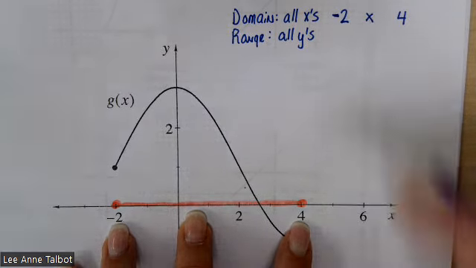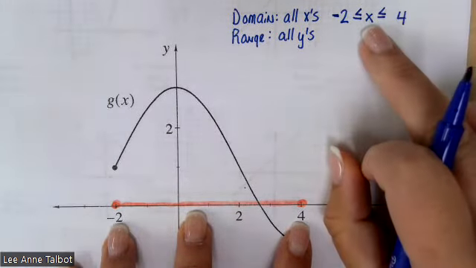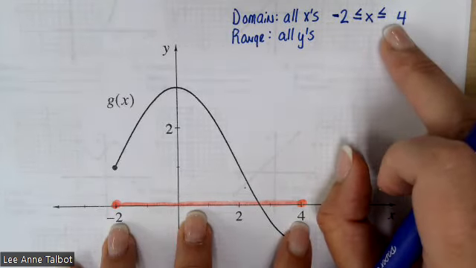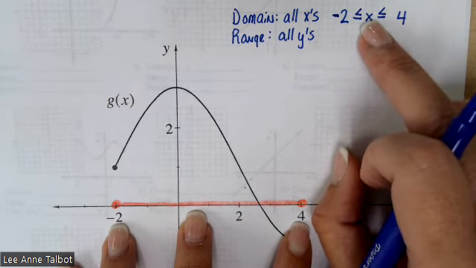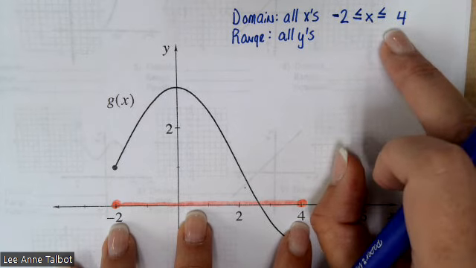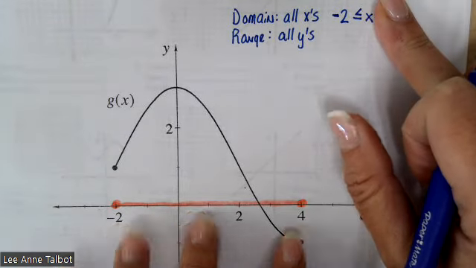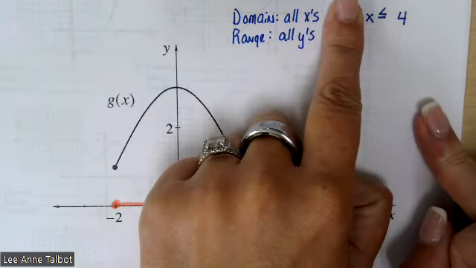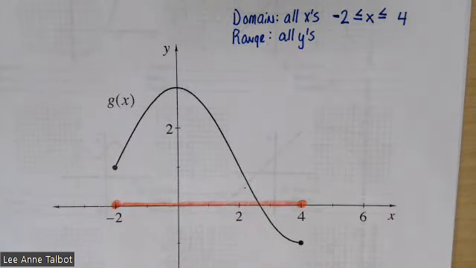What this is saying is X is between -2 and 4, including -2 and 4. So if you look at it this way, X is greater than or equal to -2, and X is also less than or equal to 4. This is called a compound inequality. As I said, we're getting spicy today.